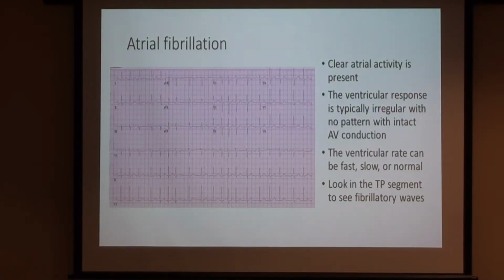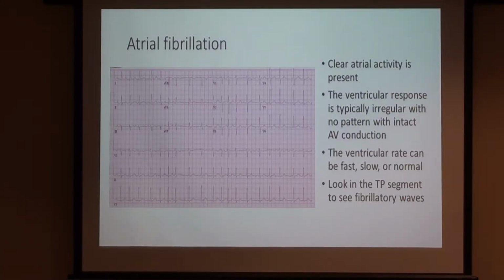It does not have to be, but it's typically irregular. If AV conduction is intact, there won't be a pattern. If there is a pattern, if the QRSs are very regular, there's heart block. Has to be. No other option.